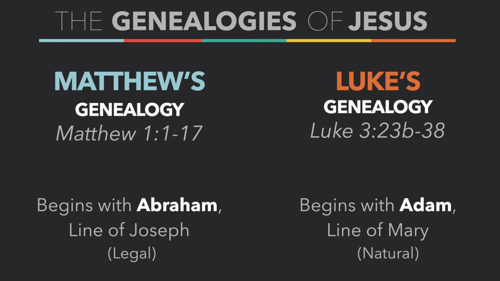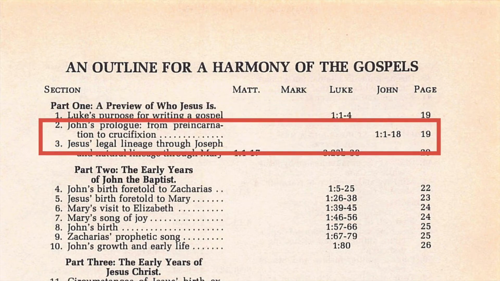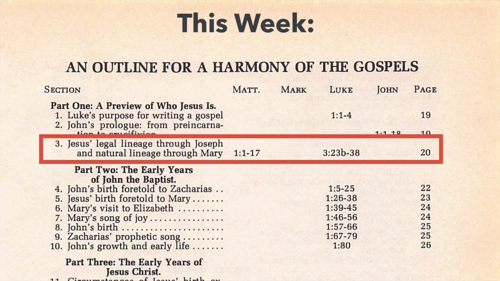So we have two prologues and two genealogies. The way we're going to do this, as we talked about in Module 1, is by using a harmony of the gospels. Here we see the outline or the table of contents from the harmony of the gospels, and you can see the first two items in the list are Luke's prologue and John's prologue. So we're going to cover those, and then we're also going to cover the following section on the lineage, both genealogies.